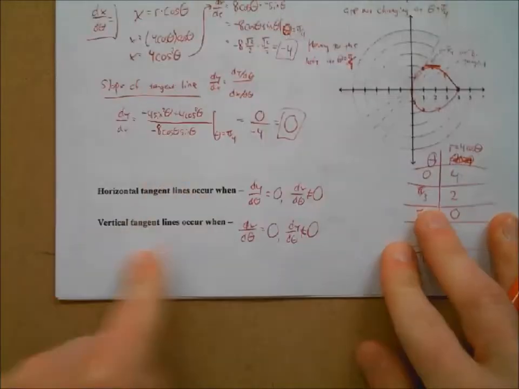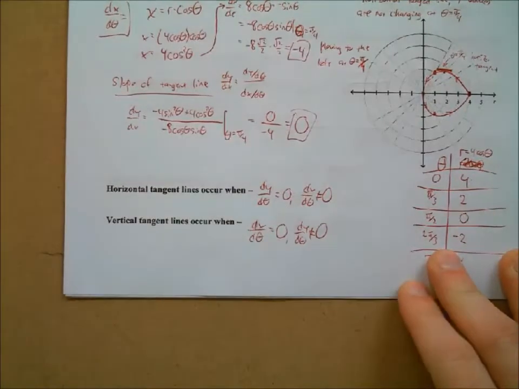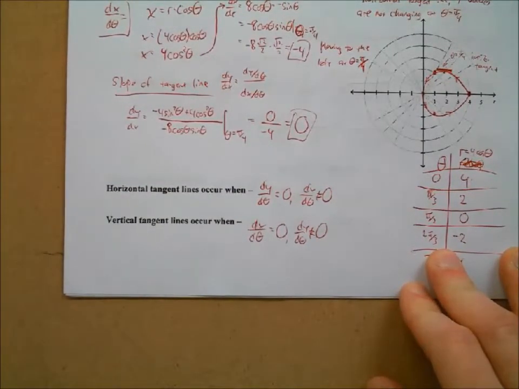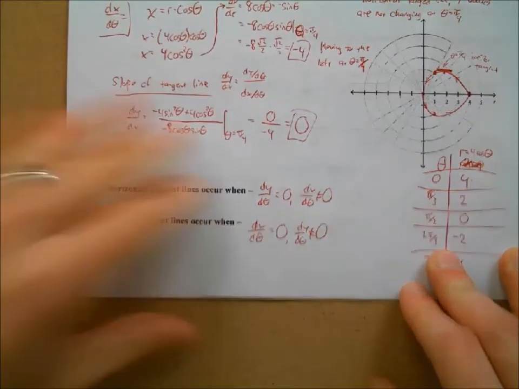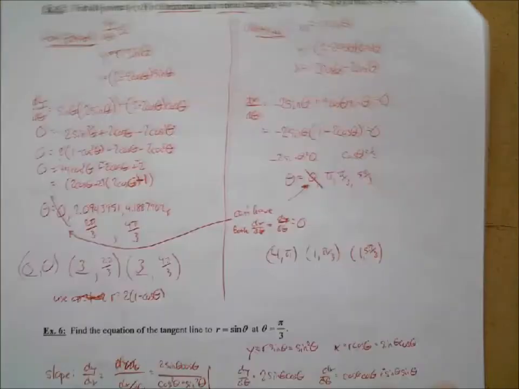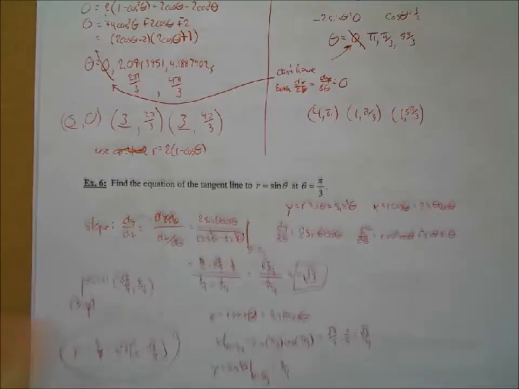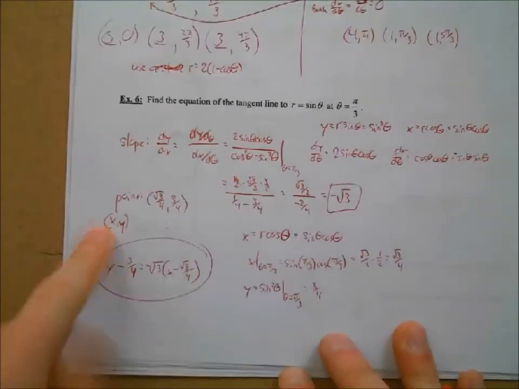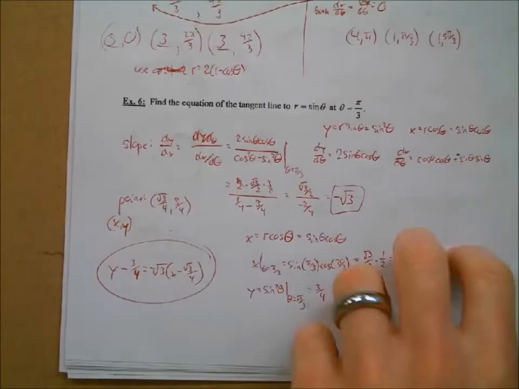Horizontal tangents and vertical tangents are just like we talked about with parametric too. Horizontal is when the numerator is 0 but the denominator is not 0. Vertical is when the denominator is 0 but the numerator is not 0. We found some horizontal and vertical tangents, and then we found the equation of a tangent line, coming up with an xy coordinate point and then the slope, which is from the dy dx.